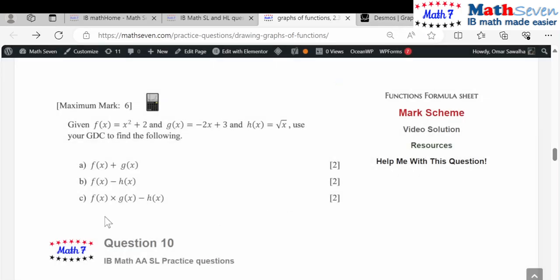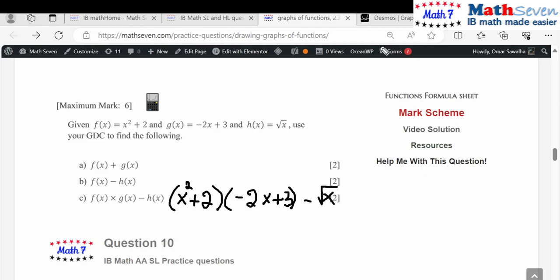Okay, now for the last part, you're going to multiply f of x times g of x, and from the answer you're going to subtract the radical sign. So you're going to multiply them as if you are multiplying two polynomials. So it's going to be x squared plus 2 multiplied by minus 2x plus 3, minus radical sign.